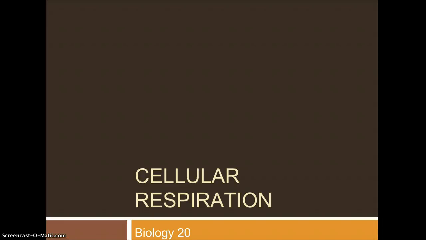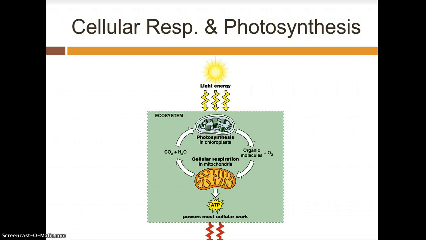Hey guys, we're going to take a further look into cellular respiration. So you'll see here that cellular respiration and photosynthesis work together in the carbon cycle. Photosynthesis fixes carbon from the atmosphere into organic molecules. These organic molecules are then used in cellular respiration in the mitochondria to generate ATP, which we use in our bodies.